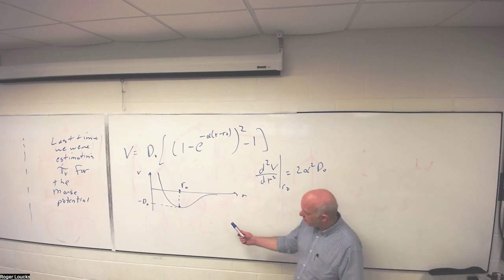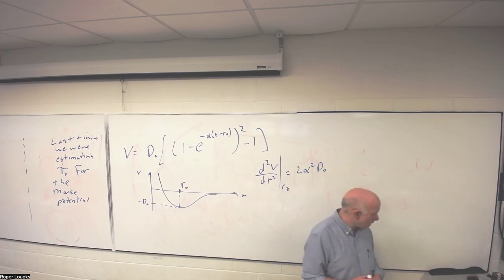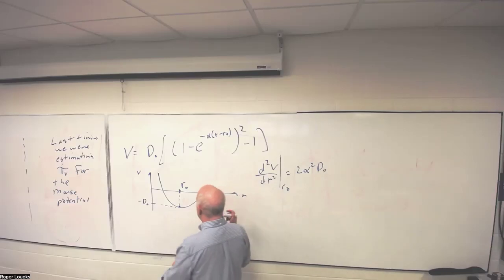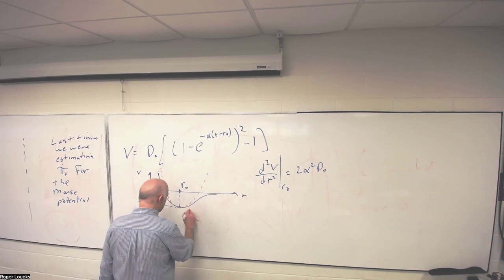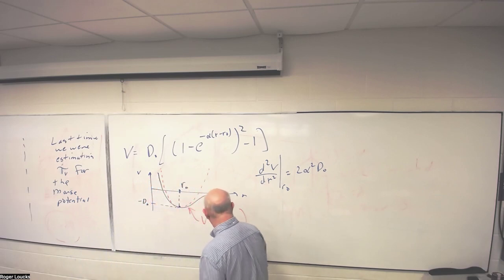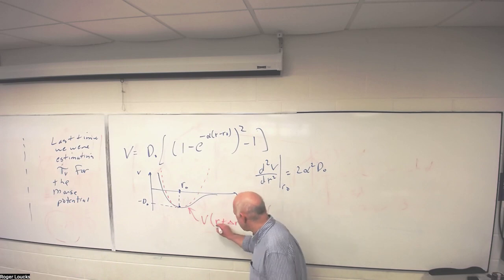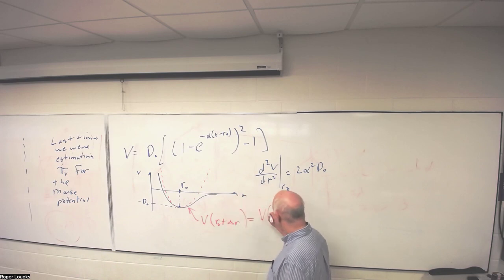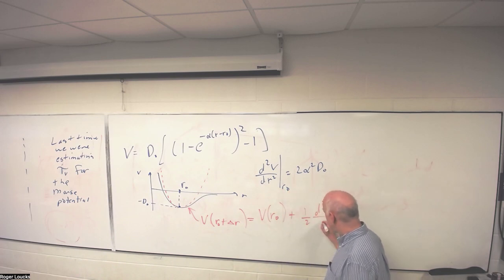We said that if we're in the vicinity right here, this looks like a simple harmonic oscillator. Come over here. Here's our simple harmonic oscillator. And so what I said is that we could say that this V at R plus this delta R equals this V at R naught. Then we had this 1/2, this guy here like this.